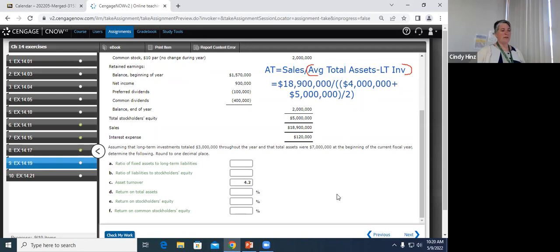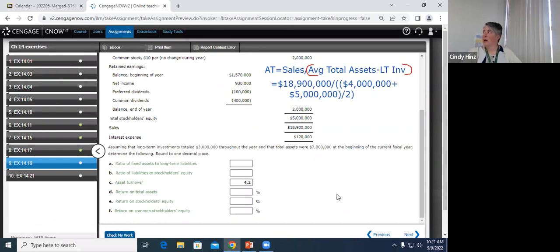4.2. What does that mean? For every dollar we have in productive assets, so we're removing the long-term investments because by definition, those are not being used in our normal course of operations. So we have $4.5 million in productive assets, and we're using those to produce $18.9 million in sales. That equates to $4.20 for every dollar in productive assets, or an asset turnover of 4.2 times.